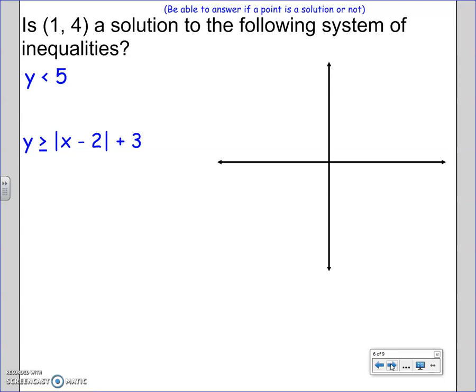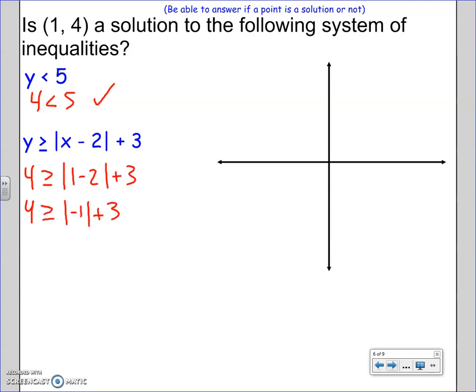So I plug in 1, 4 here. There's no x from, but this 4 is less than 5. That's true. Now again, 1 true is not good enough. It has to be all true. Alright, so I plug this in. So 4 for y, 1 for x. Make sure you do the absolute value correctly. Remember, you do the inside first. So 1 minus 2 is negative 1.